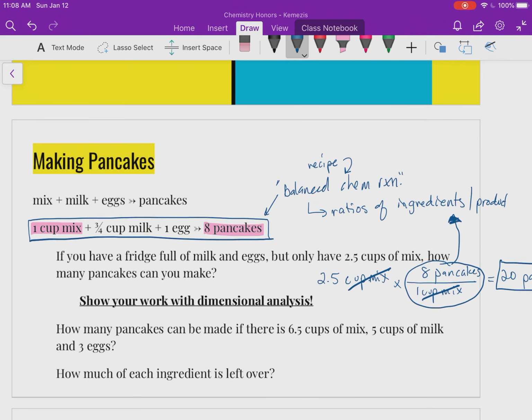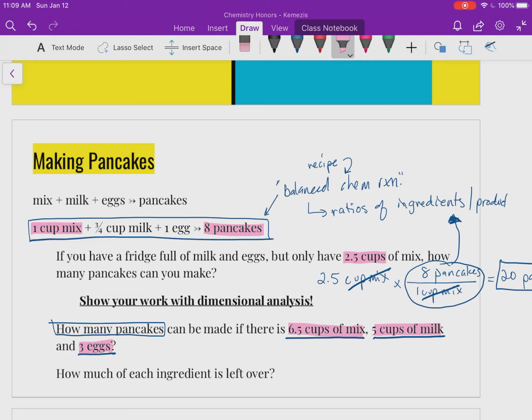Now, as I was just saying, imagine we have this case where we don't have a fridge full of milk and eggs, but we look and we see in the pantry we have 6.5 cups of mix, but we only have 5 cups of milk and 3 eggs, right? We go through our pantry and our refrigerator, and that's what we have. So the question is still, how many pancakes can we make? But in this instance, the difference is the first question we had 1 number, right? 1 amount of ingredient. Now we have 3 separate numbers of ingredient.